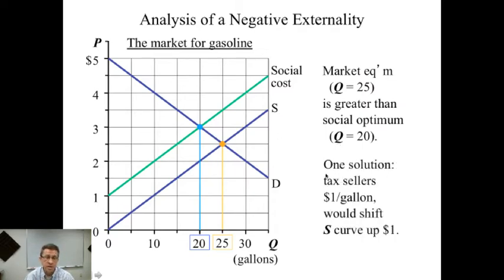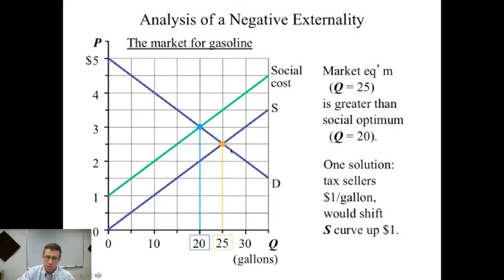Well, the way to correct this is actually pretty simple. You impose a $1 per gallon tax on sellers. Once again, you could do it on buyers as well. We've learned before, it doesn't matter who you try to tax, it works out to be the same outcome, same share of distribution, because it's the elasticities of demand and supply.